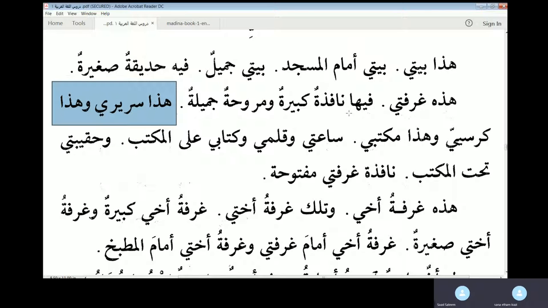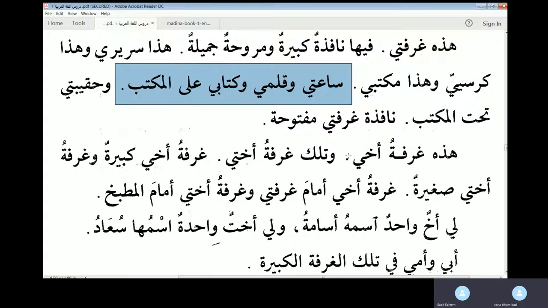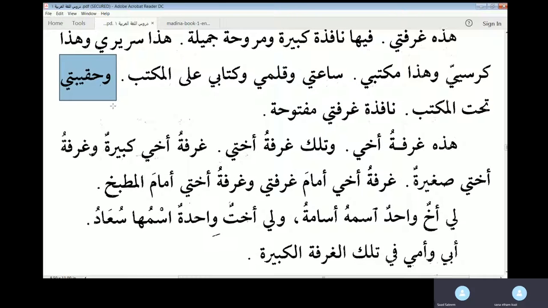Haza Sariri, wa haza Kursi. Kursi, because of the ya. Haza Sariri, this is my bed. Wa haza Kursi, and this is my chair. Wa haza Maktabi, and this is my table. Aqlami, my pens, wa kitabi, my book, alal Maktabi, on the table. Wa haqibati, tahtal Maktabi.